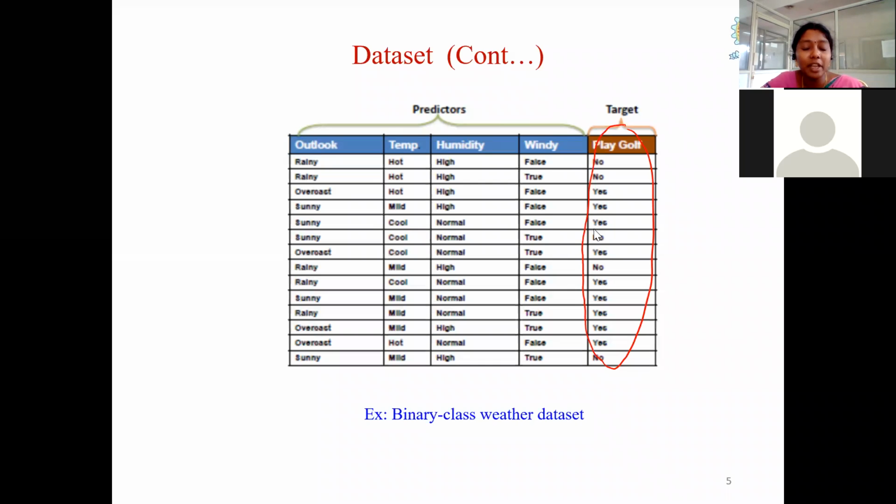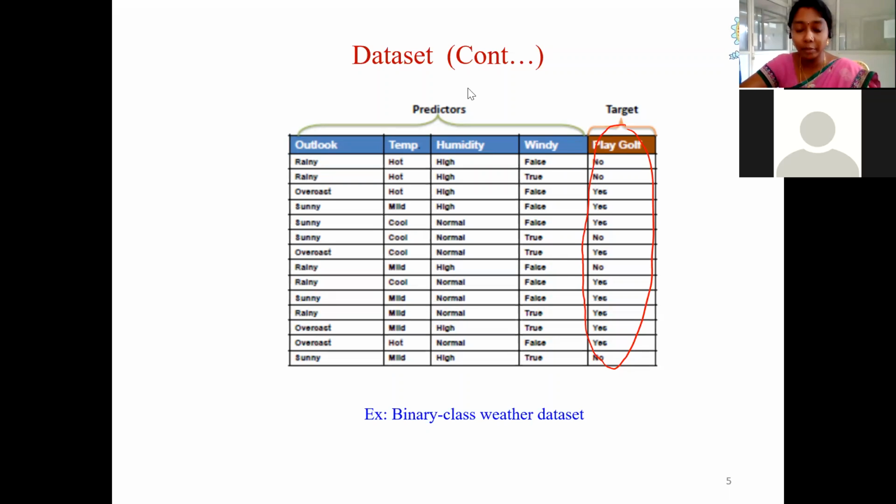So what is the process of classification and prediction? Can anybody from the class say, in your own words, what is the process of classification and prediction? If you can tell this, you can attempt it in your exams easily. What is meant by classification? Anyone you can tell.